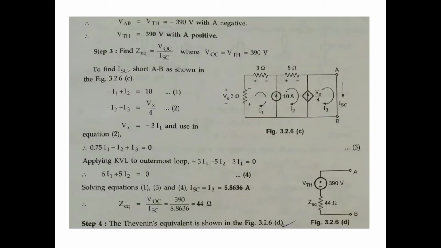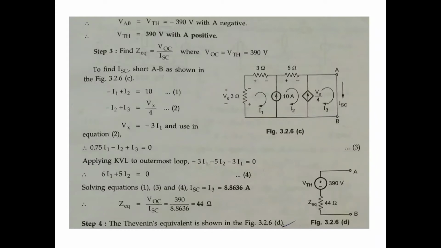Next, find out Z equivalent, using all the resistance values. What is Z equivalent? V by I, but here it is open circuit voltage by ISC. First you calculate ISC, the current through the short. I3 equals ISC. VOC equals VTH, which we already found just now: 390.